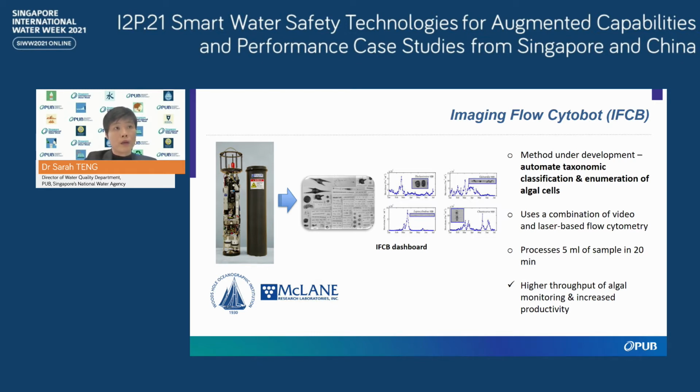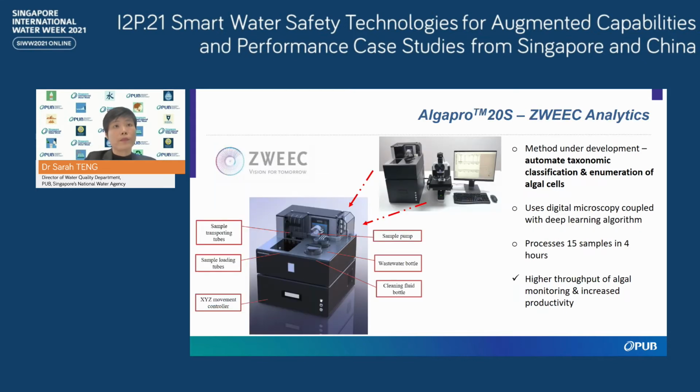And the next system that we have explored, next slide please, is with Zurich, our local partner. This is what we call the AlgaPro 20. This AlgaPro system is slightly different from the previous system that I mentioned. It uses digital microscopy to capture images of the algal cells, different from the video streams that I mentioned for the IFCB. This system is relatively faster. It can process 15 samples in 4 hours. It also has a deep learning algorithm built into it.